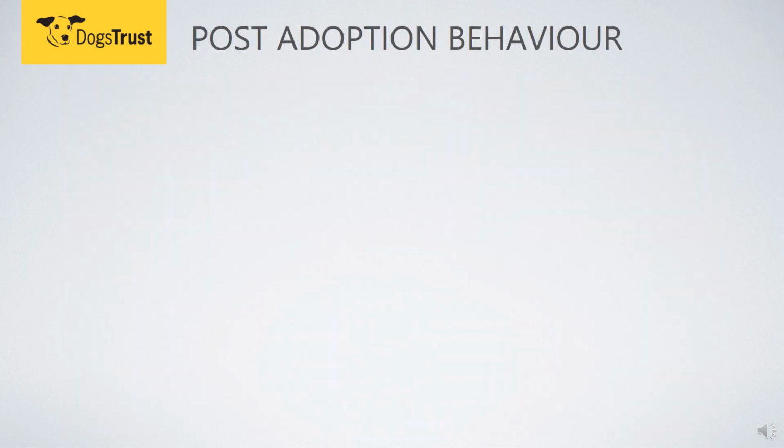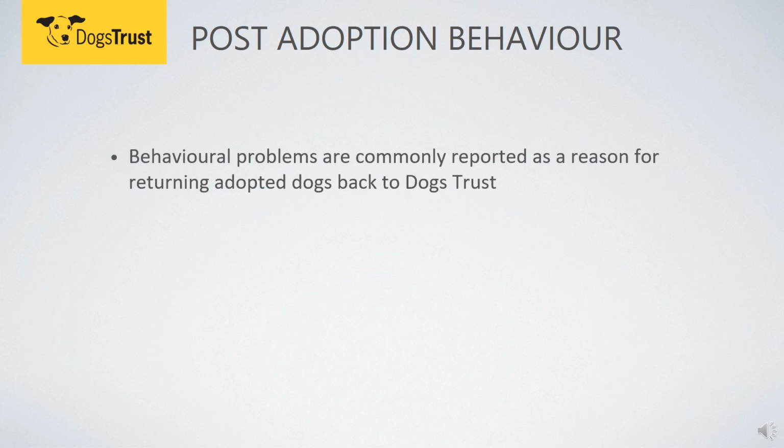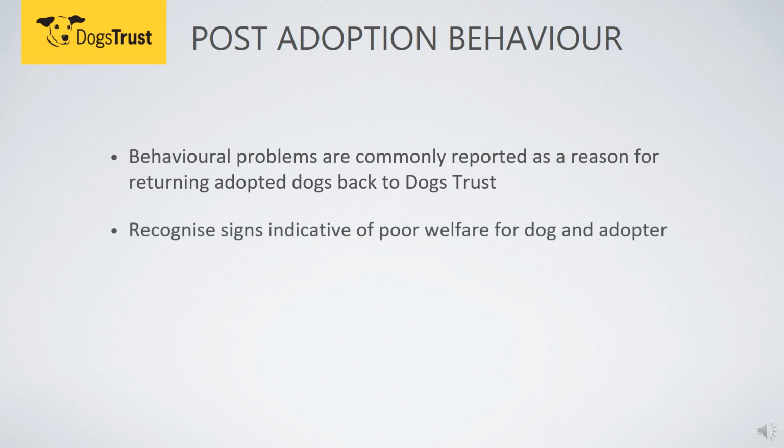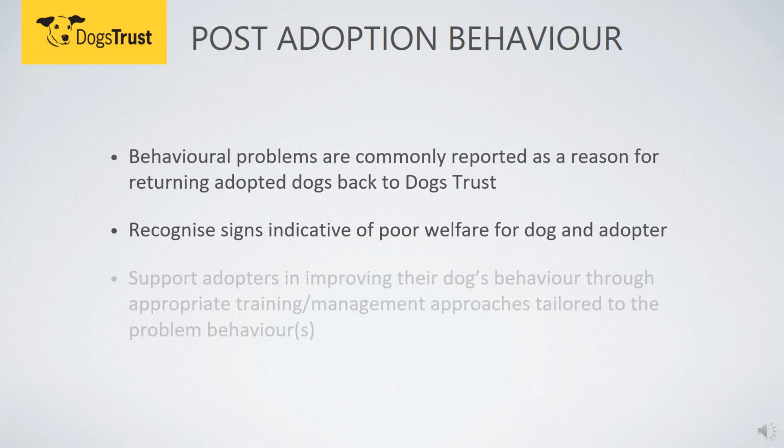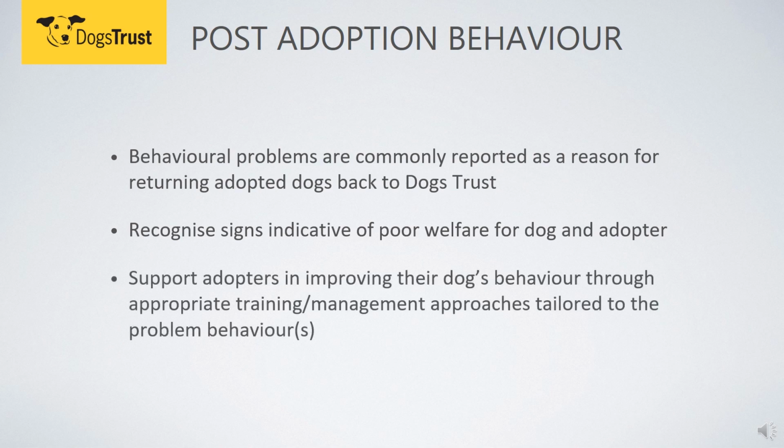So why are we so interested in post-adoption behaviour? Having a behavioural problem is the most common reason we hear from adopters for returning their dog back to our centres. In many cases, the behaviour may be indicative of poor welfare for both the dog and the adopter, and it's important to recognise these behaviours as early as possible. If we are able to identify these behaviours early on, we can support the adopters by providing appropriate training and management approaches tailored to the specific problem behaviour.